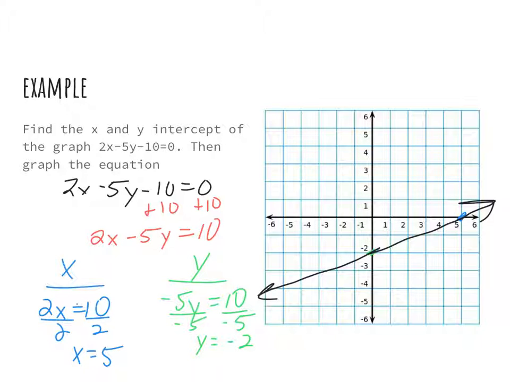Okay, so you should have first added 10 to both sides. You get 2x minus 5y equals 10. Then to find the x-intercept, you take 2x equals 10, divide both sides by 2, and get x equals 5. To find the y-coordinate, you do negative 5y equals 10, divide both sides by negative 5, and you should get y is equal to a negative 2. Plot both of those points, connect them with the line, and you're finished.